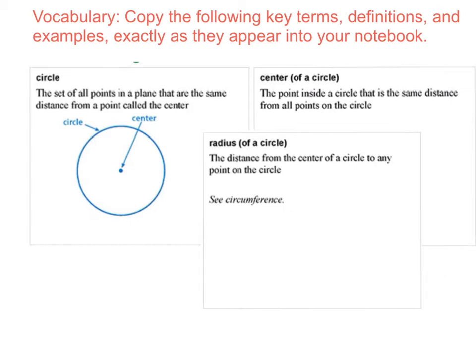Copy the following key terms, definitions, and examples exactly as they appear into your math notebook. A circle is the set of all points in a plane that are the same distance from a point called the center. The center of a circle is the point inside the circle that is the same distance from all points in the circle. The radius of a circle is the distance from the center of a circle to any point on the circle.